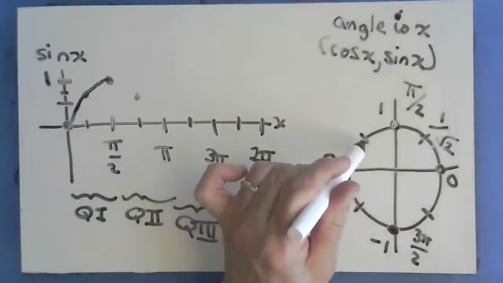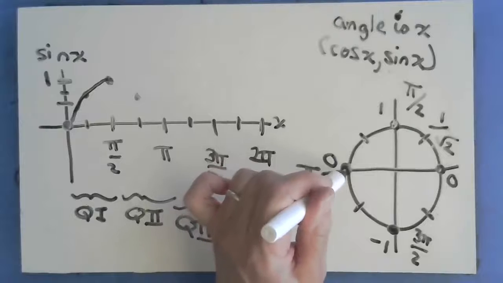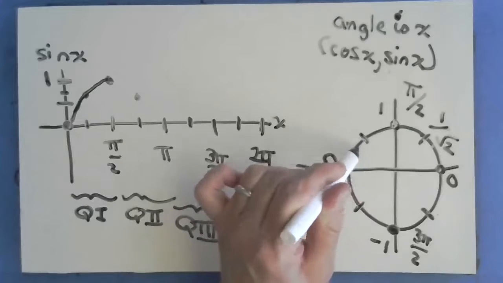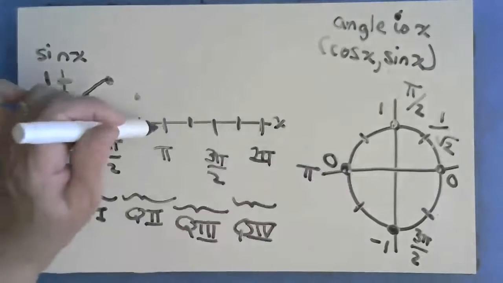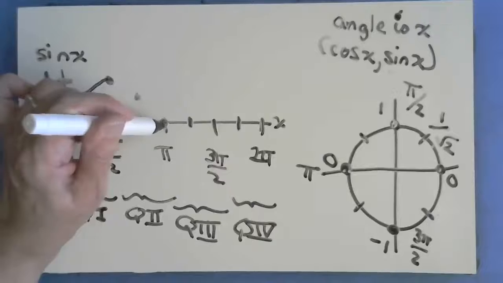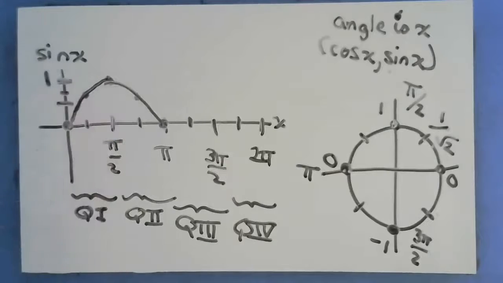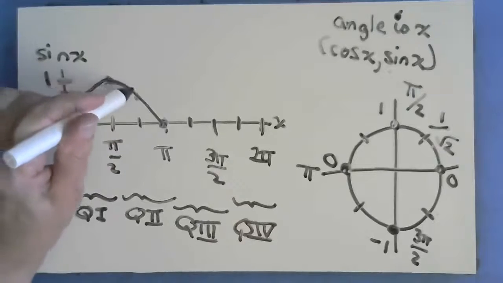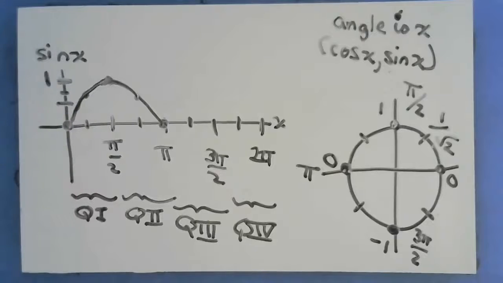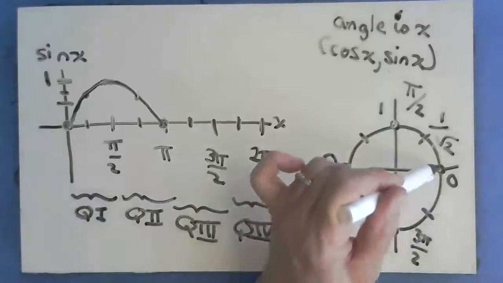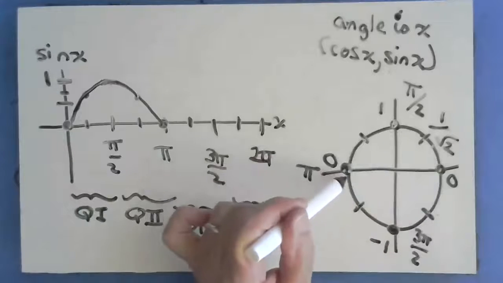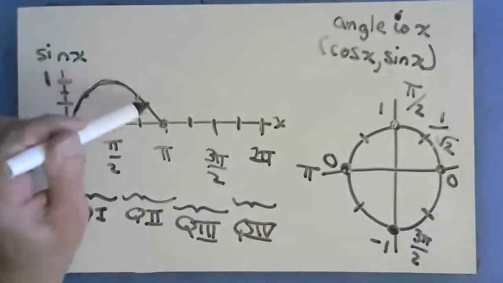And then as we continue on to pi, the sine values are dropping back down to 0. So we see that sine is decreasing as we are going through the second quadrant. And these are smooth curves. This is not a bumpy or pointy thing. So now you can see that this part here maps to this part here.